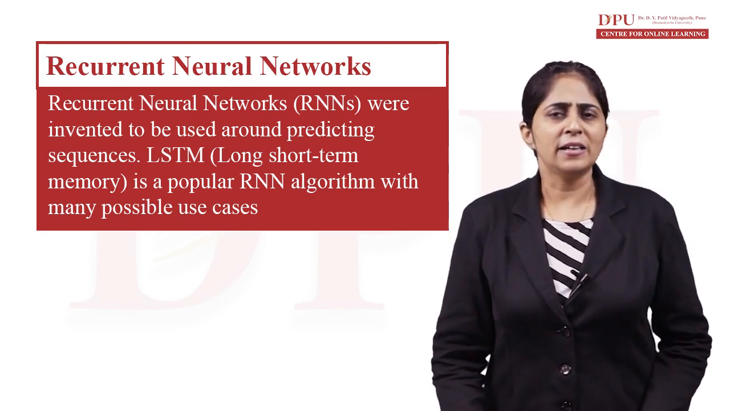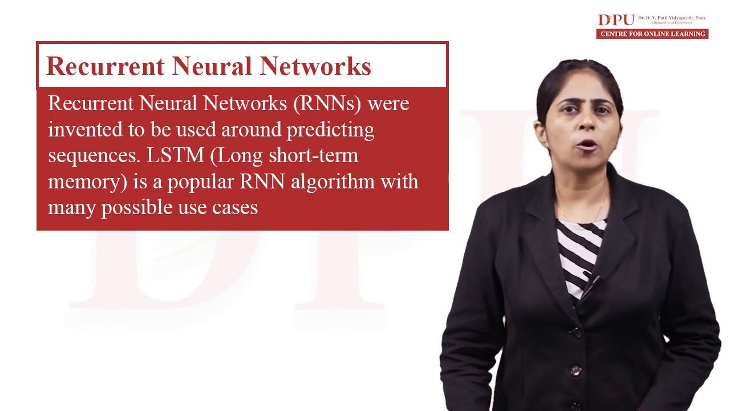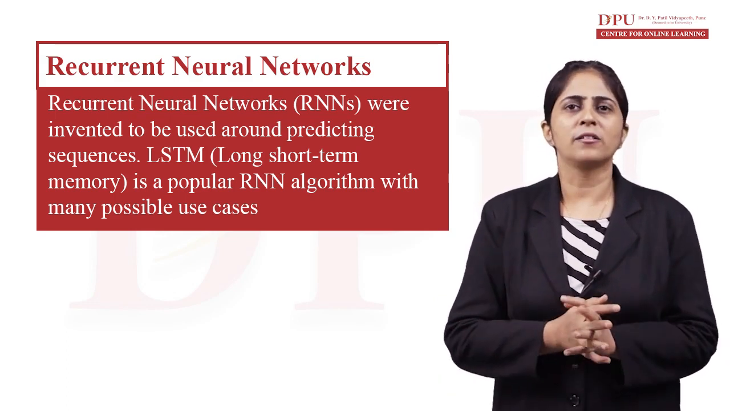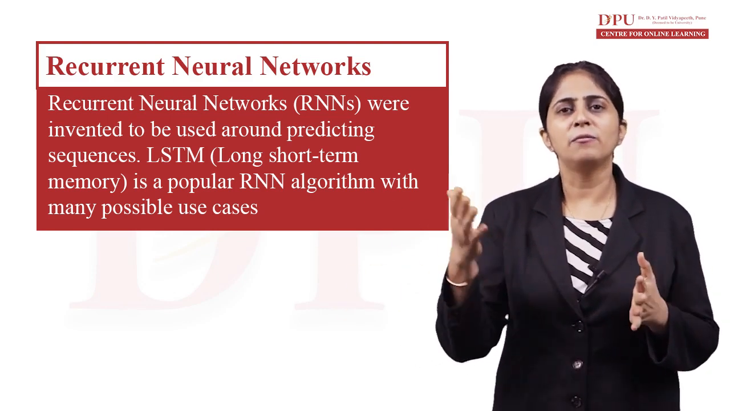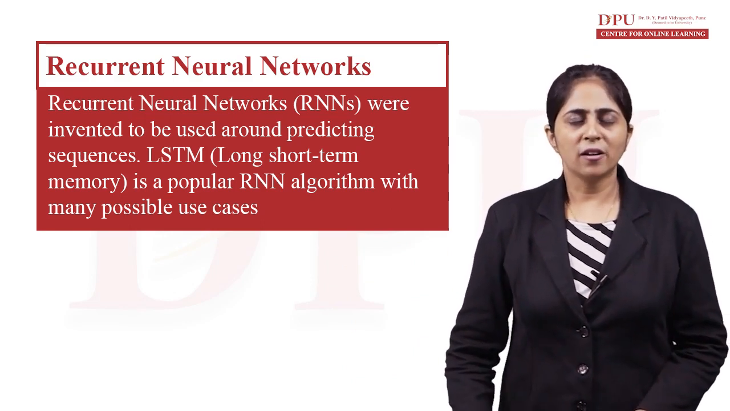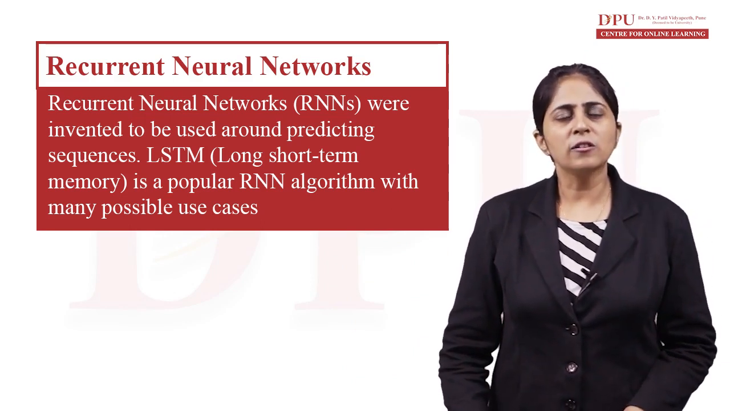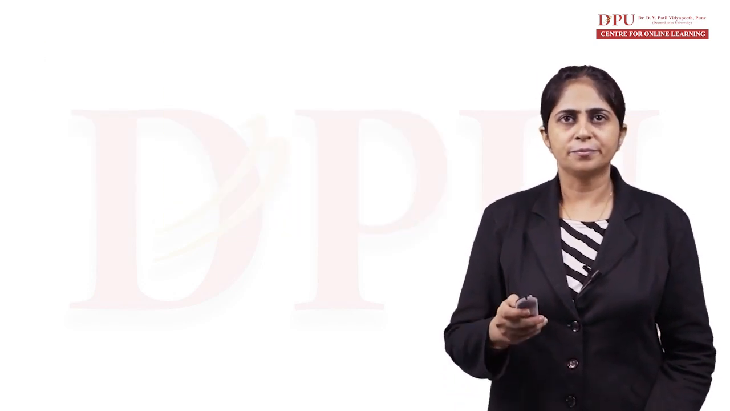Then many-to-many: a sequence of inputs produced as a sequence of outputs. Like we have in video classification. We have the video in different frames and then we have to classify it. So there we can use this many-to-many. So those are the various use cases where we can use our recurrent neural network.